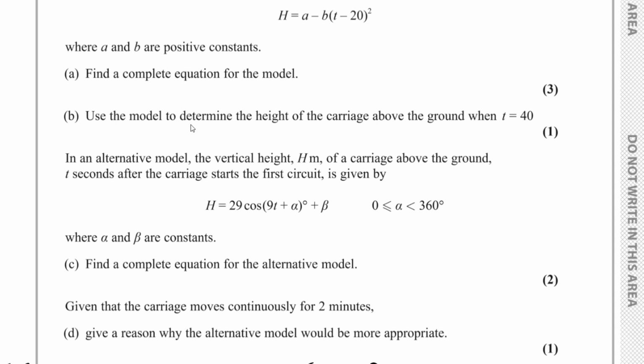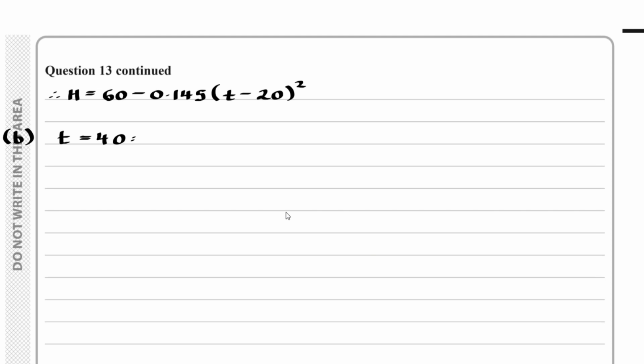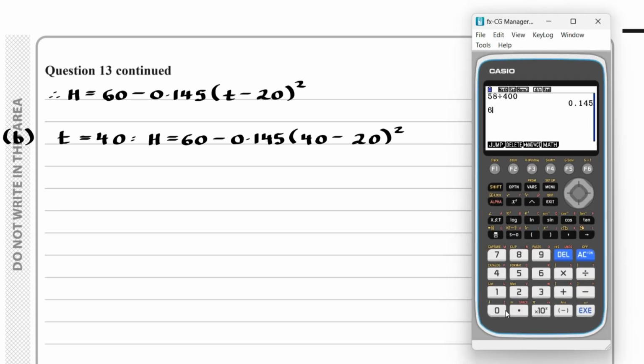Part B, we have to use the model to determine the height of the carriage above the ground when t is equal to 40. When t is equal to 40, I replace the t with 40, so I have h equals 60 subtract 0.145 multiplied by 40 subtract 20 squared. So I have 60 subtract 0.145 multiplied by 40 subtract 20 squared. Turns out we get 2, which means h is equal to 2.